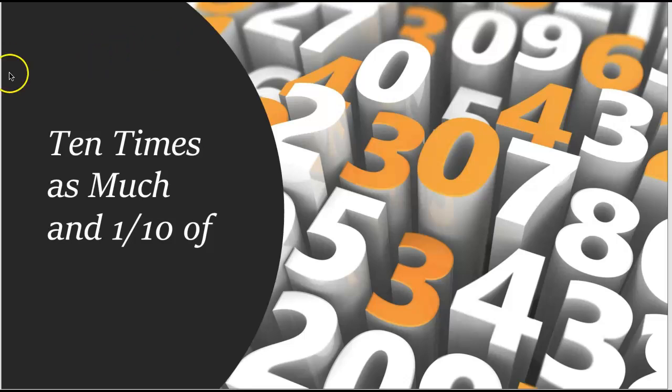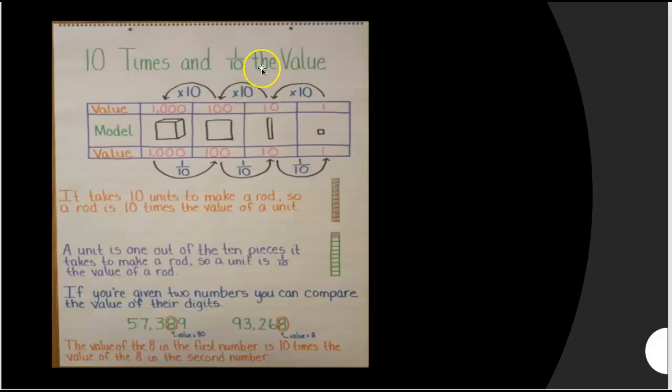Alright, so in this video we're going to talk about 10 times as much and 1/10 of. We're going to refer back to our chart that we made when we started talking about powers of 10, when each place value that we go towards the whole numbers is 10 times greater, and then if we go back towards the decimal it's 1/10 of, or depending on where you're landing will be 1/100th of or 1,000th of, and so on and so forth. So let's take a look at this anchor chart right here to kind of refresh our memory.